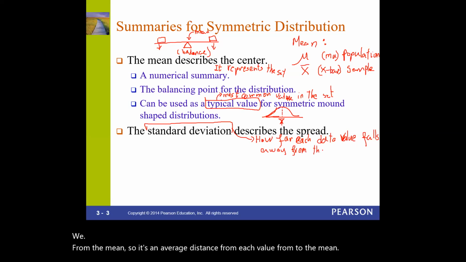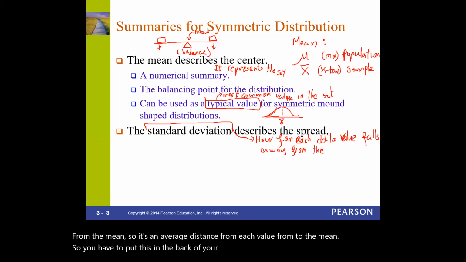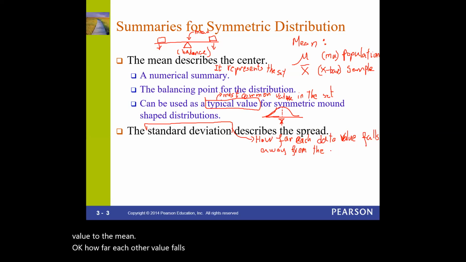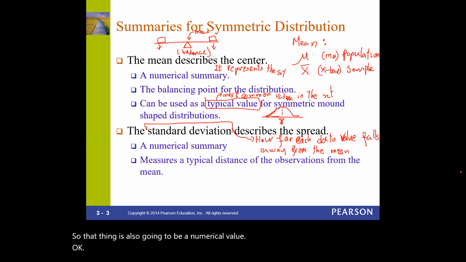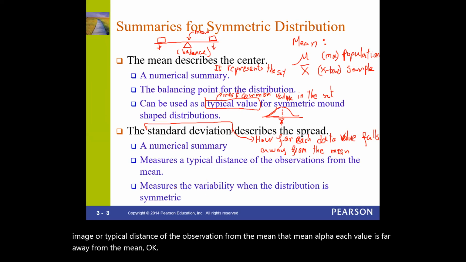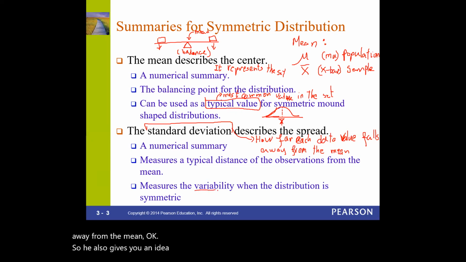Okay, so you have to put this in the back of your head. That is like an average distance of each data value to the mean, or how far each data value falls away from the mean, whenever you're given the mean. So that thing is also going to be a numerical value. It also measures a typical distance of the observation from the mean, that means how far each value is away from the mean. Okay, so it also gives you an idea of something called variability.